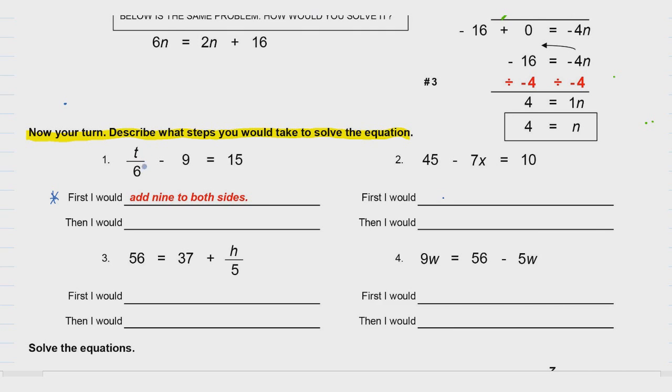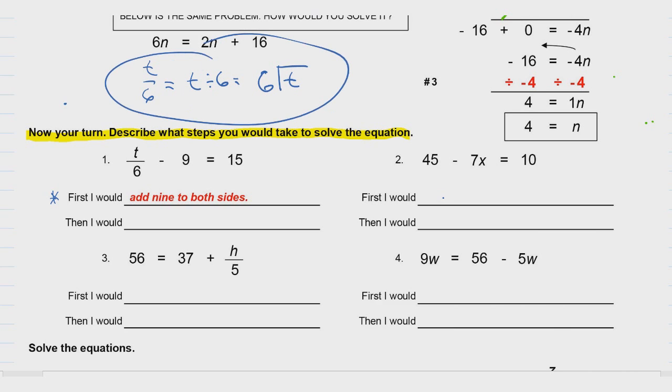You have t over 6, and if you've forgotten, yes, t over 6 is a fraction, but this also means t divided by 6, or you can write it like this, t divided by 6 as a long division problem. These all mean the same. So this t over 6 is actually division, and then you have minus 9 equals 15. So you need to ask yourself, who should you move first? So when you look at this problem, you should be thinking to yourself, who can I move to make at least somebody happy?